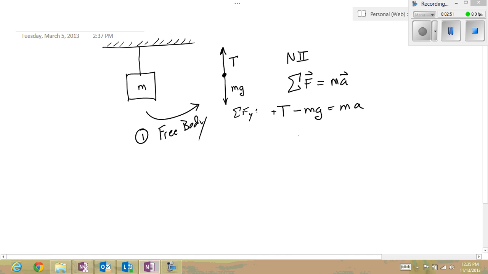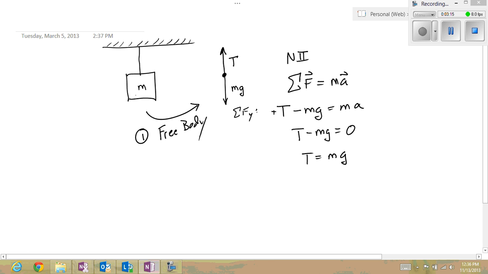Here I'm going to solve now, and I'm going to say T minus mg is equal to the mass times the acceleration. This system is in a static situation. It's in equilibrium, not moving, whatever you want to call it. So its acceleration is 0. So that means that T is equal to mg, which makes sense. That's what we were expecting, that the tension in the string is equal to the weight of the box.